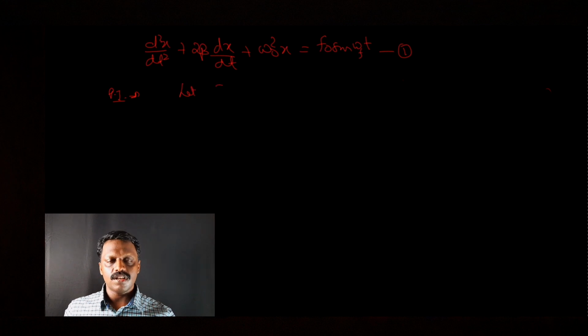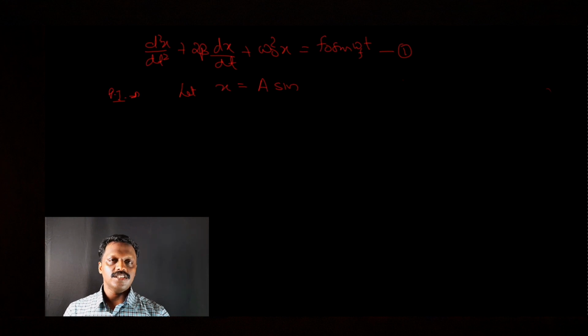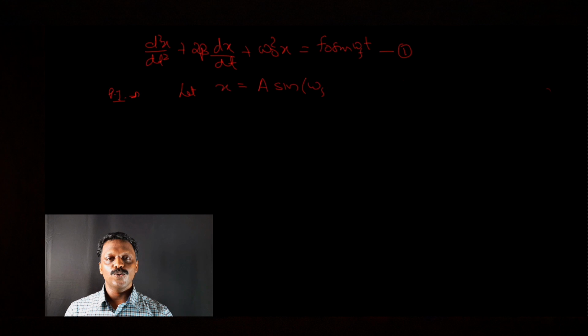We have chosen this solution because, being a periodic driven force, the motion should of course be oscillatory, so it should contain a periodic function. To find the particular integral part, let us assume the solution as x = A sin(ω_f t − θ). We have assumed this solution because the system is driven by a periodic force, so the motion should be periodic. So we have a periodic term, the sine function term.